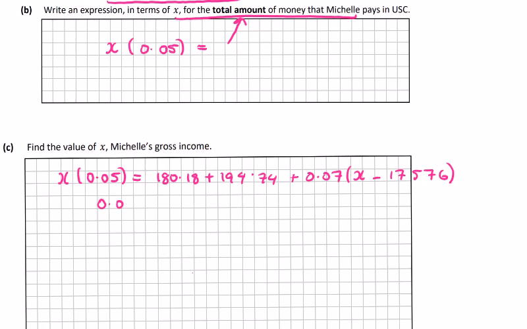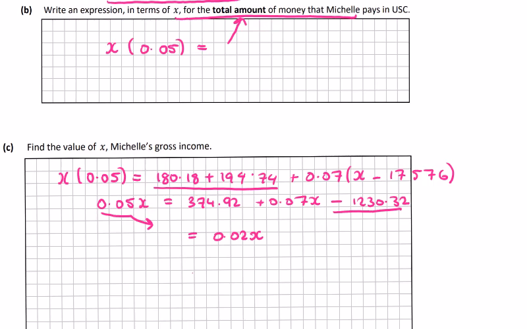So we have 0.05x is equal to 374.92, these two, plus 0.07x, and then minus 0.07 by 17,576, 1230.32. So I need to bring this over to the right. On the right hand side we're going to have 0.07 minus 0.05, and then this to the left, so 1230.32, and we have to take away this one.